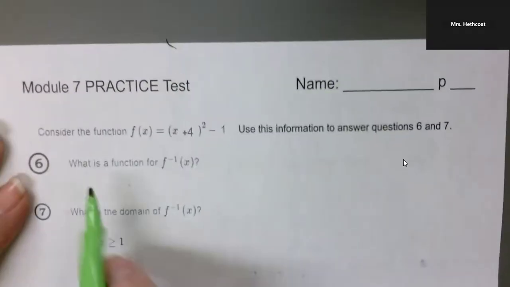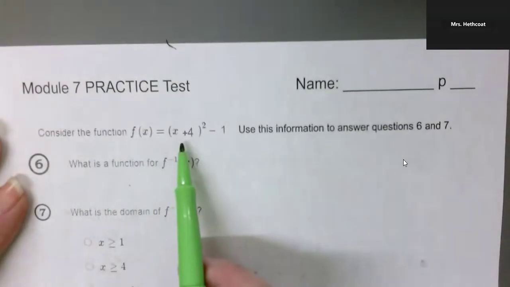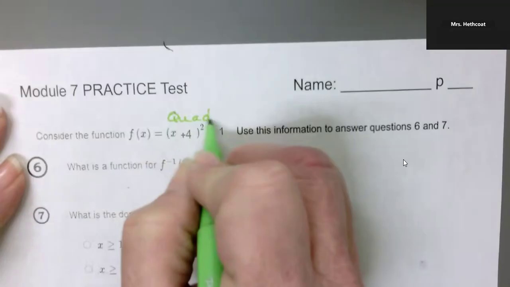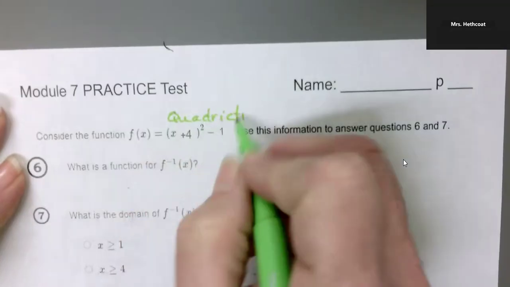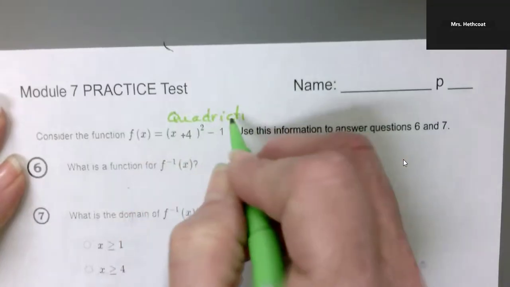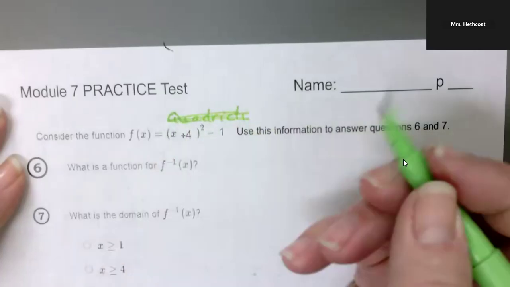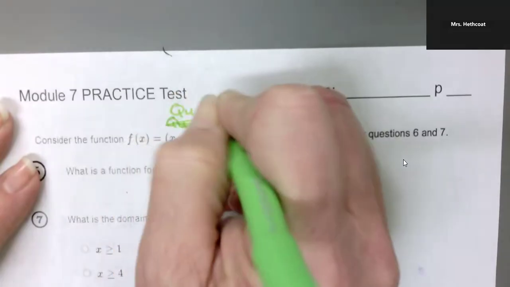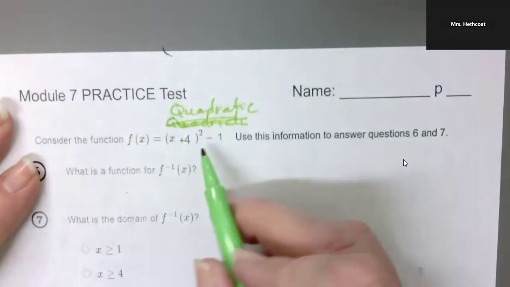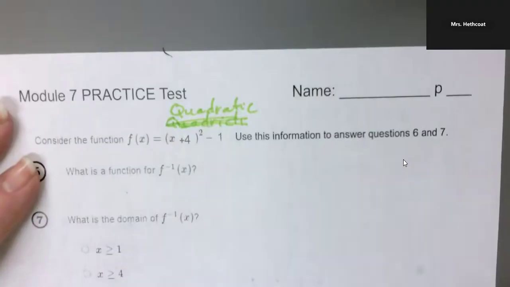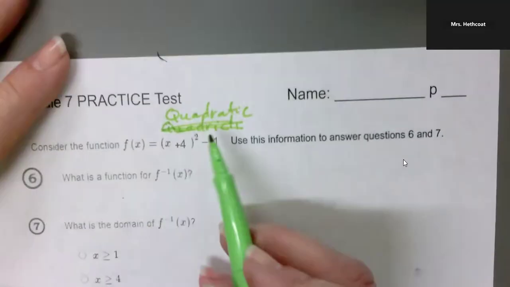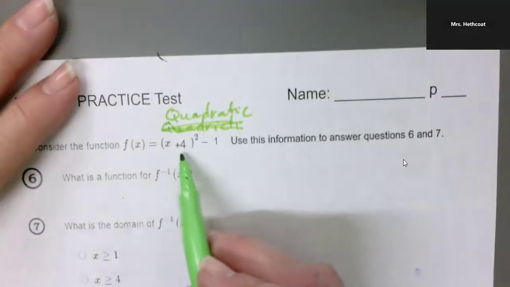So, we will start with, consider the function f of x equals x plus 4 squared minus 1. Ooh, I'm going to write the word quadratic above it because I see a quadratic. Oh my, quadratic. Let's try spelling correctly today. Can you tell it's late on a Friday afternoon? All right. It's a quadratic, so I wanted to write the word so we'd know to look in our notes under quadratic inverses, right? So consider the function f of x equals x plus 4, quantity squared, minus 1.